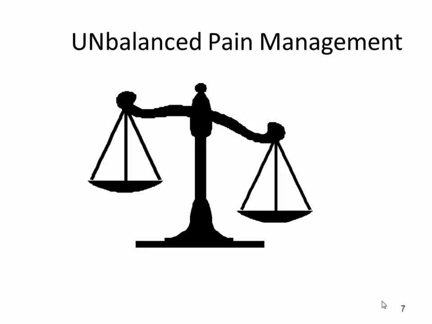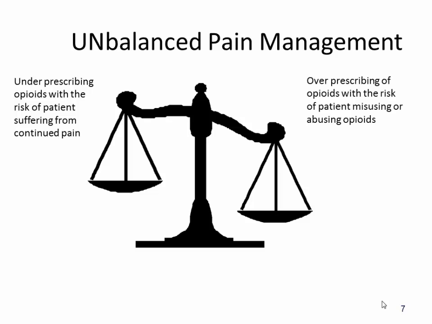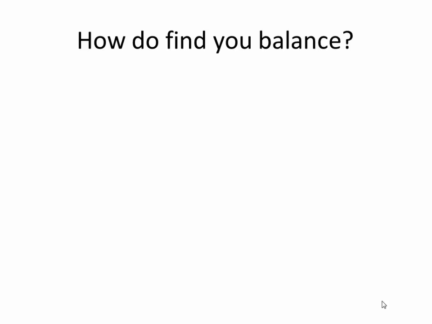So we find ourselves in an unbalanced pain management setting. We could either underprescribe opioids, with the risk of the patient suffering from continued pain and the risk of this pain getting worse, and we'll talk about this later. Or we can overprescribe opioids, with the risk of the patient misusing or abusing opioids. So you ask yourself, how do you find the balance? How do you prescribe just the right amount of opioids without the patient suffering or misusing?